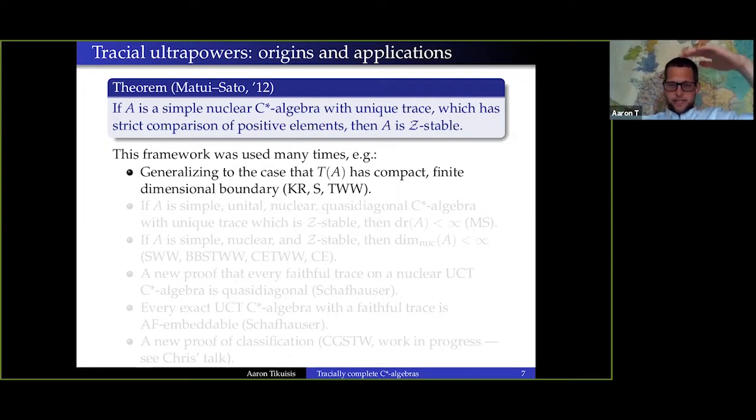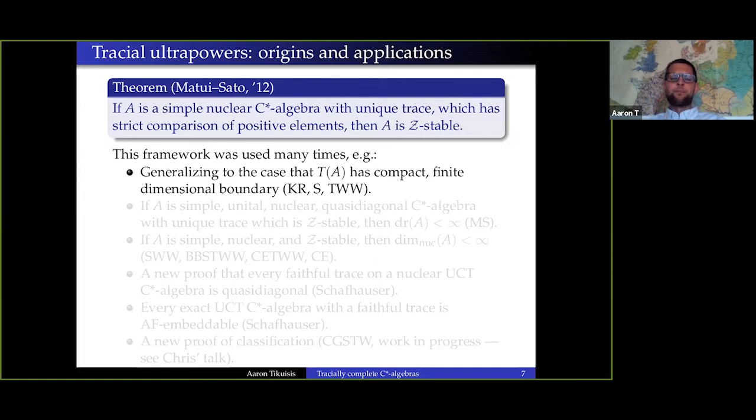This slide's packed as it is, so I couldn't list out all the names of the people. At the end of my slides, I've got a bibliography where I expand all these. So I'll just say them out loud. Here, there were three separate teams who all proved this independently. They're just listed in some random order: Kirchberg and Rådam, Sato, and then Toms, White, and Winter, who all did this.